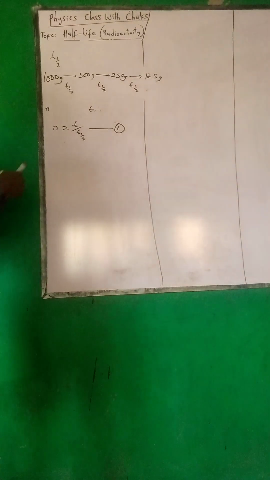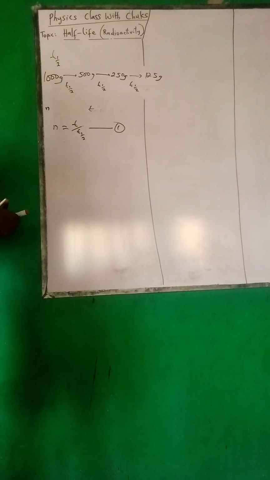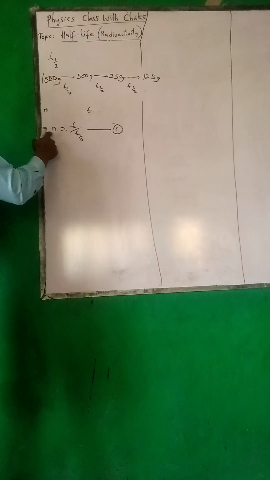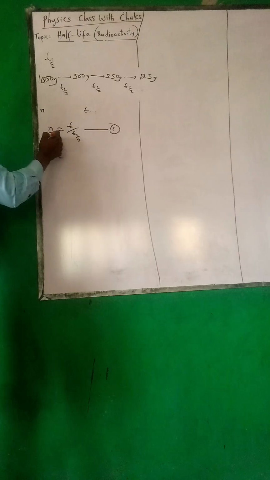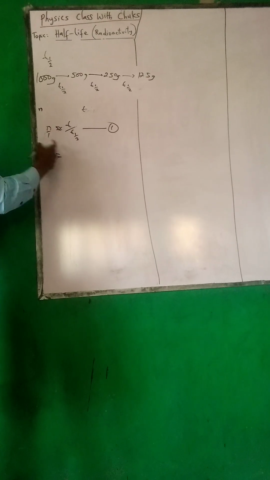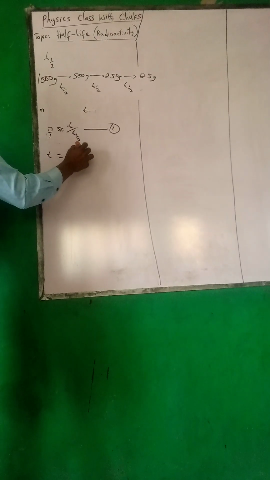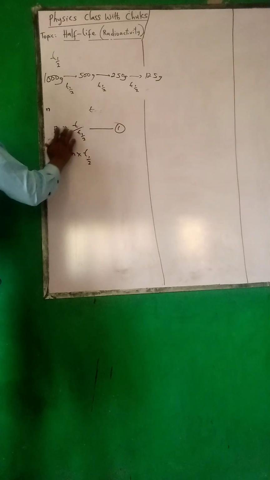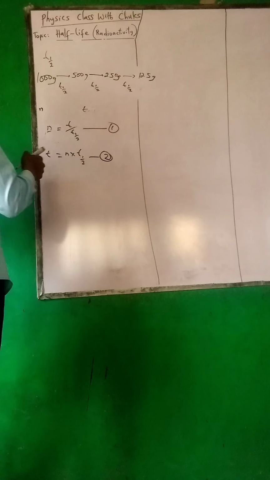And this is going to be our equation number 1. From this you can make t the subject of the formula to get equation 2 by cross multiplying. If you cross and multiply, t will be equal to n times T half. So this will be equation number 2.